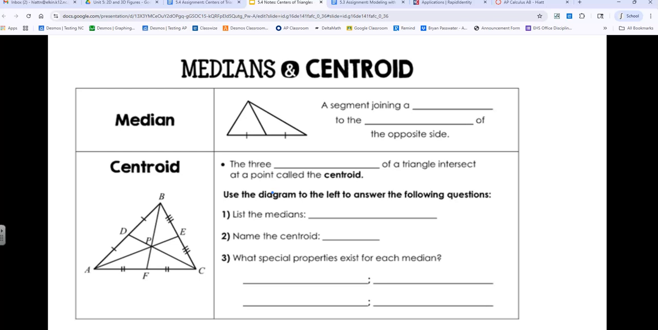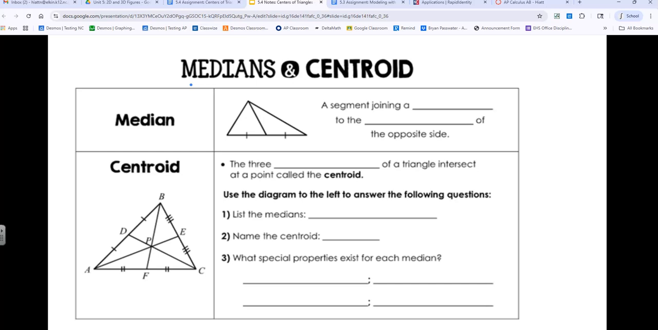All right, got two more. Stick with me here. All right, so medians and centroids. So we need to go over what a median is because the name median doesn't really tell you what it does. Perpendicular bisector tells you what it's doing. Angle bisector tells you what it's doing. The word median doesn't really tell you what is happening with the points.